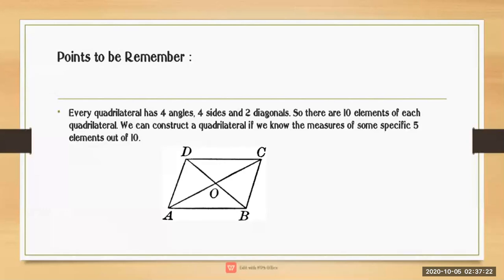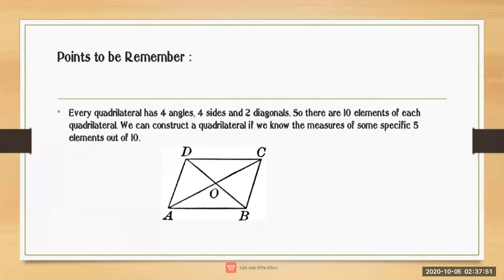We can construct a quadrilateral if we know the measures of some specific 5 elements out of 10. We can construct a quadrilateral when we know only the 5 elements. Out of 10 elements, if we know the 5 elements, we can construct a quadrilateral. Now, what is a quadrilateral? Quadrilateral means four sides. Quad means four, lateral means side.